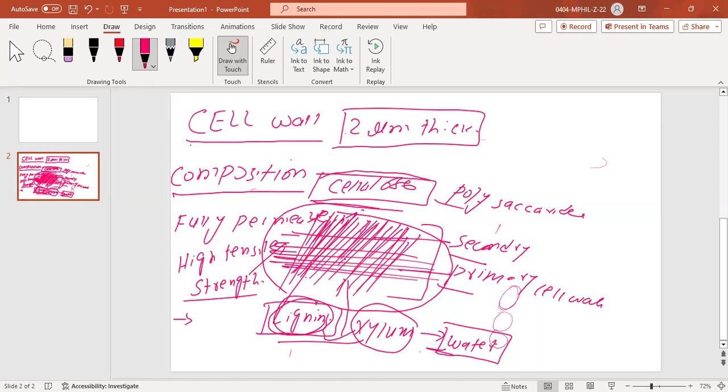So now we can talk about its function. What's its function?